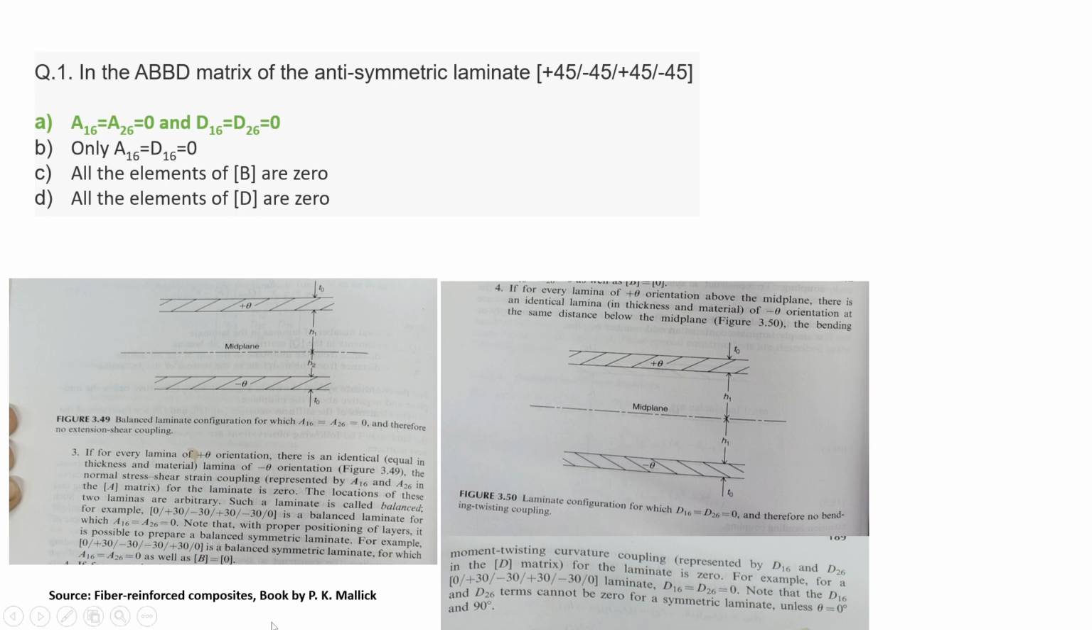So the first point is about a balanced laminate. We talked about last class that if for every lamina of plus theta orientation there is an identical lamina, equal in thickness and material, of minus theta orientation, the normal stress shear strain coupling represented by A16 and A26 in the A matrix for the laminate is equal to 0. The location of these two laminas is arbitrary. Such a laminate is called a balanced laminate.